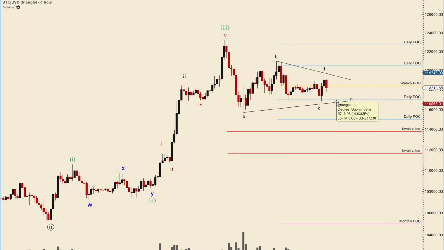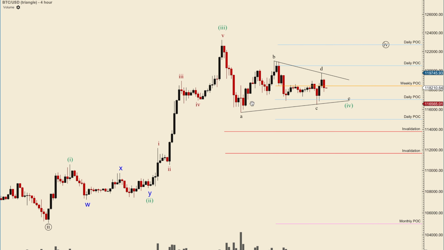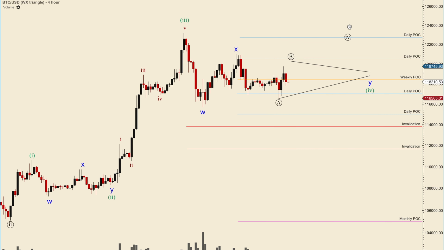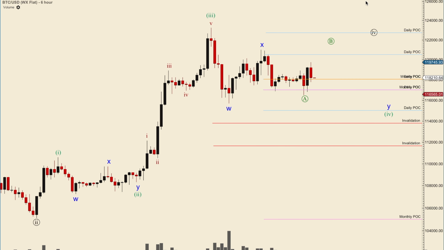Yeah, we will just have to wait. If we move below this C, then this is invalidated. Then basically we go over to another scenario, maybe this one or the other one, depending on how the structure evolves.